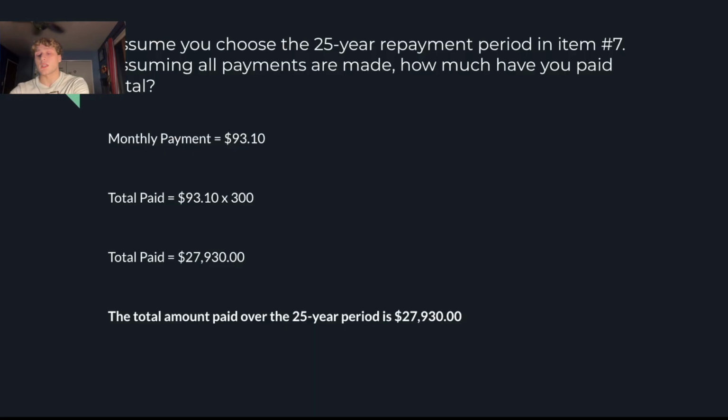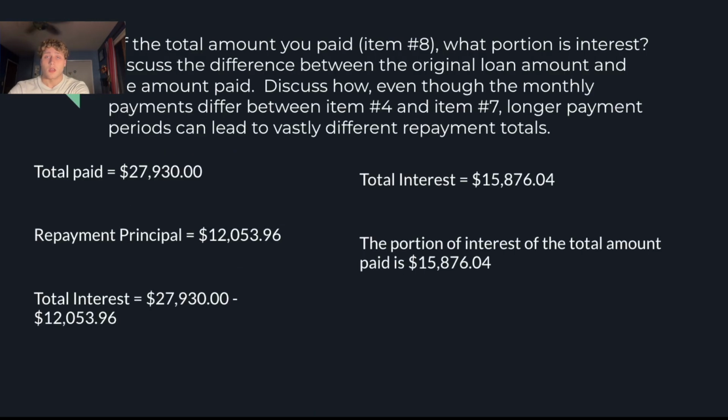Now, I believe the next question is how much interest you pay. Yes, it is. So total paid is $27,000 and the repayment principal is $12,000. So you accumulate a total interest of $15,876.04 that you have to pay off, which is a very large value, way over the loan of $10,000. So that is the accumulation of interest over this 25-year period of time. Moving on to the next question.